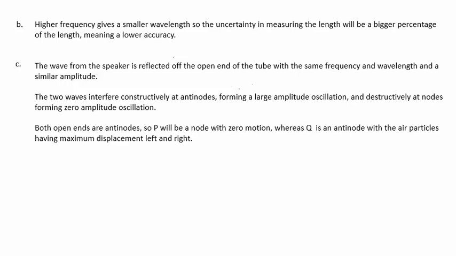Both open ends will be antinodes, so point P will be a node with zero motion, whereas point Q is an antinode, and the air particles will have maximum displacement to the left and to the right.